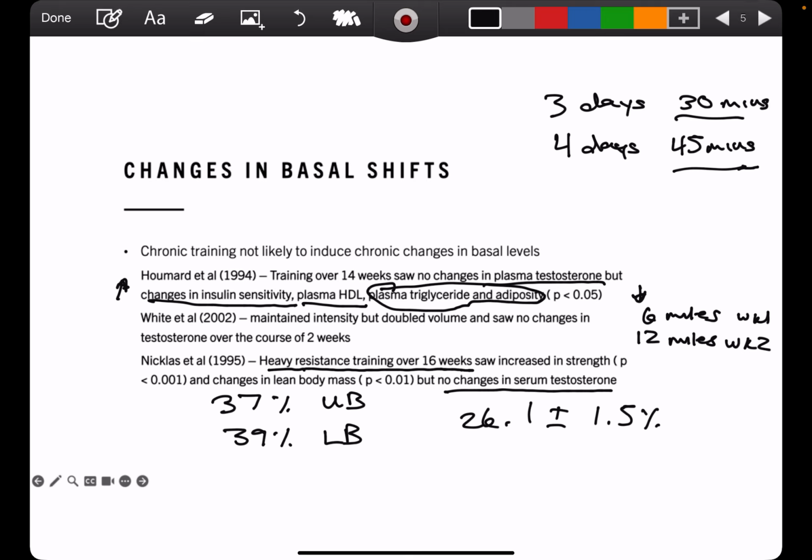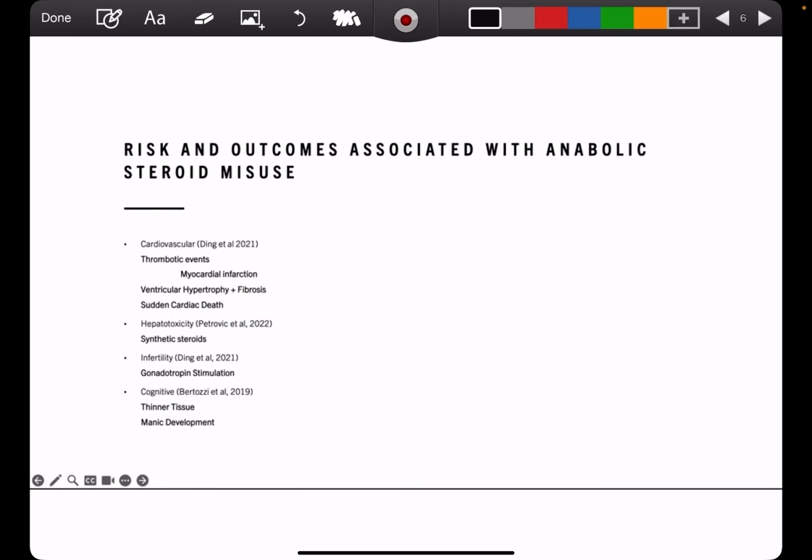Because if we're looking at here, like 30 minutes and then 45 minutes, we know there's not going to be any acute changes in 45 minutes. And maybe in these 30 minutes, maybe there weren't any acute changes because it was submaximal, mild, maybe. They didn't really specify. So it's possible that, again, in this Humart et al. study, there were no acute changes to begin with, so it didn't stimulate any chronic changes. But that's just something to consider when we're looking at these basal shifts.